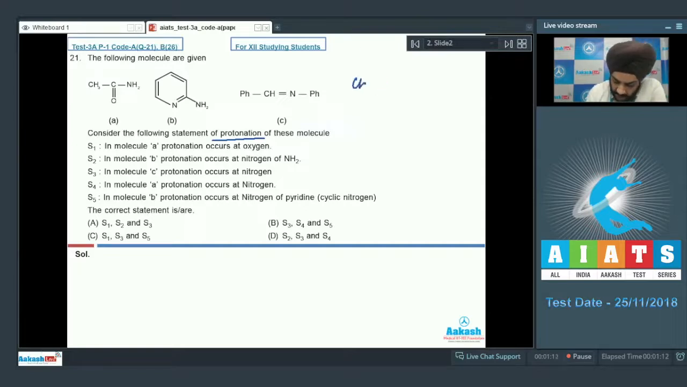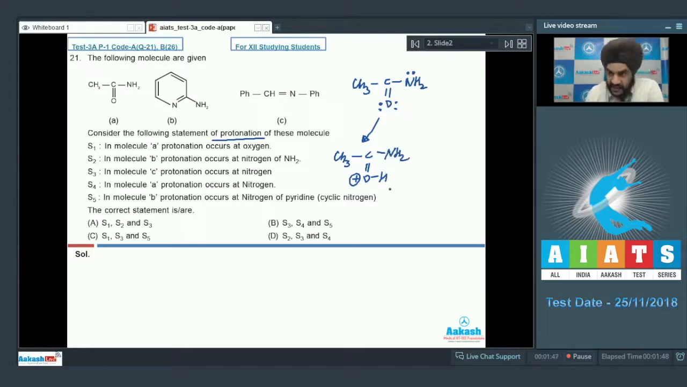So in molecule A, we can see that there are 2 competing sites, the lone pairs over oxygen and the lone pairs over nitrogen. Now let us try and form the conjugate acids of both of these structures and compare their stabilities. So let us assume that the protonation takes place at the oxygen. So there will be an H added to the oxygen, and oxygen will bear a positive charge. So this is the structure when the lone pairs over oxygen get protonated.